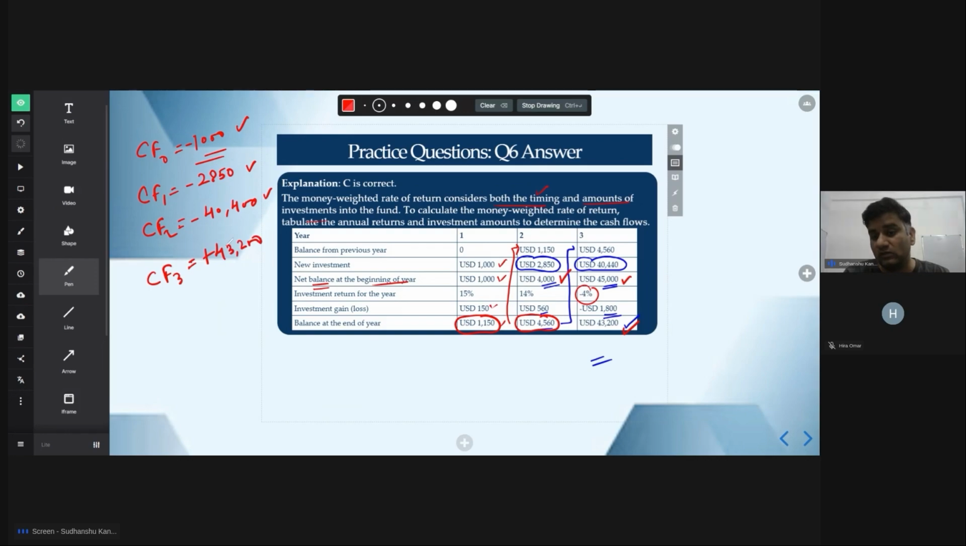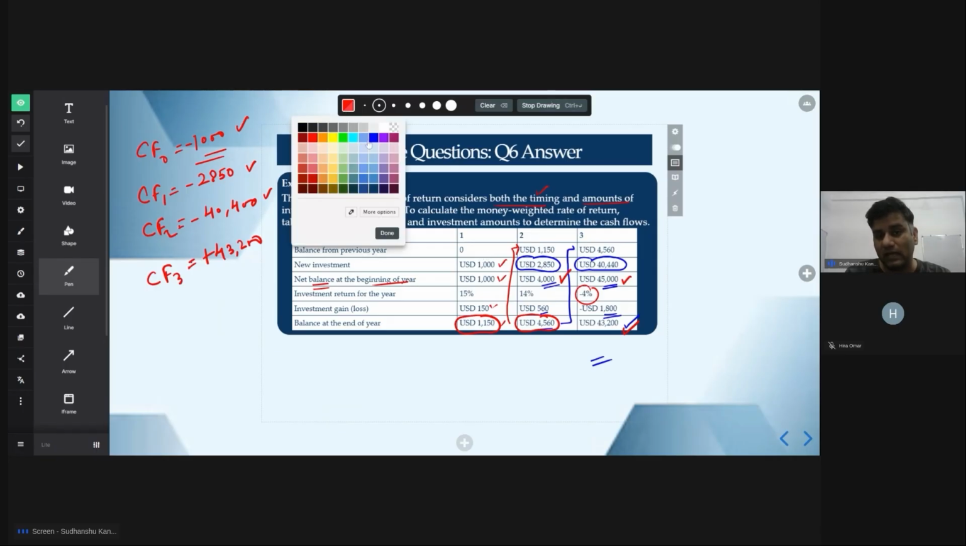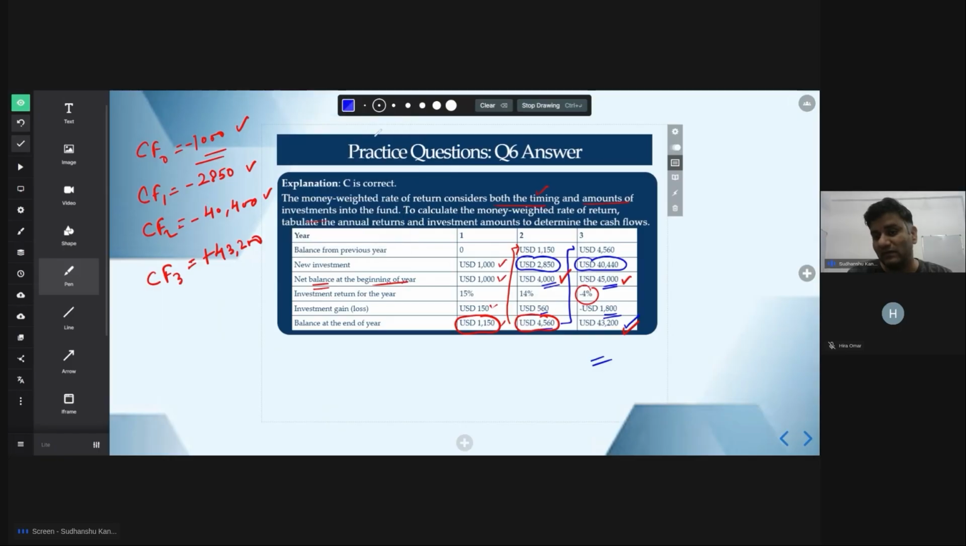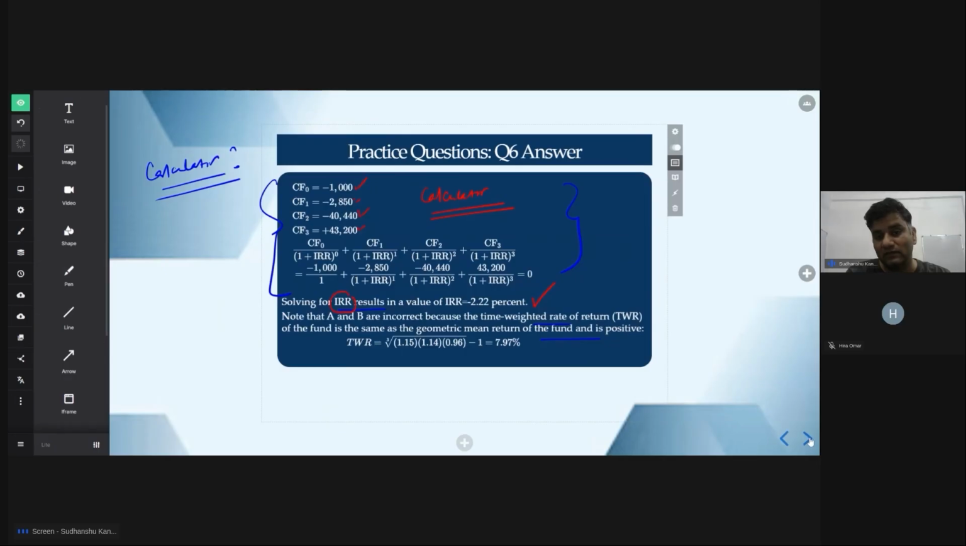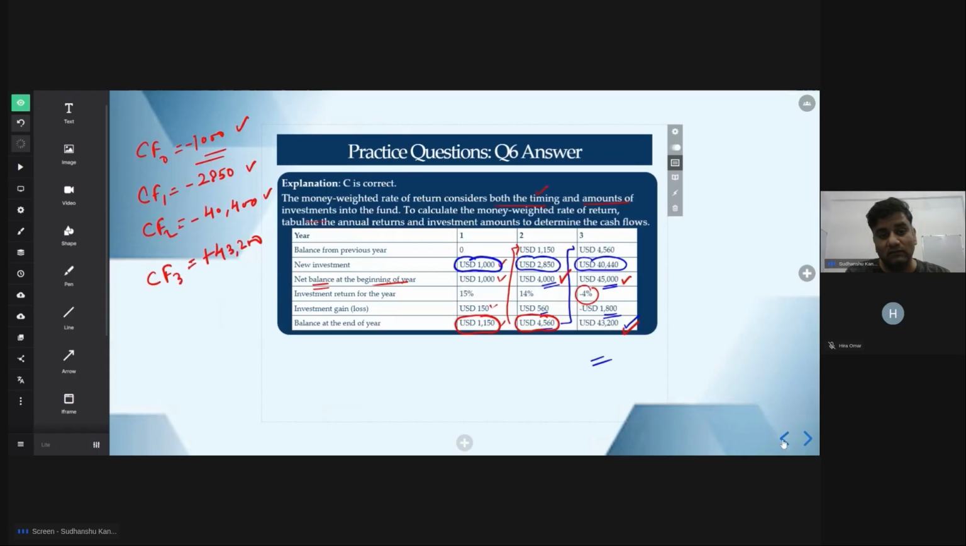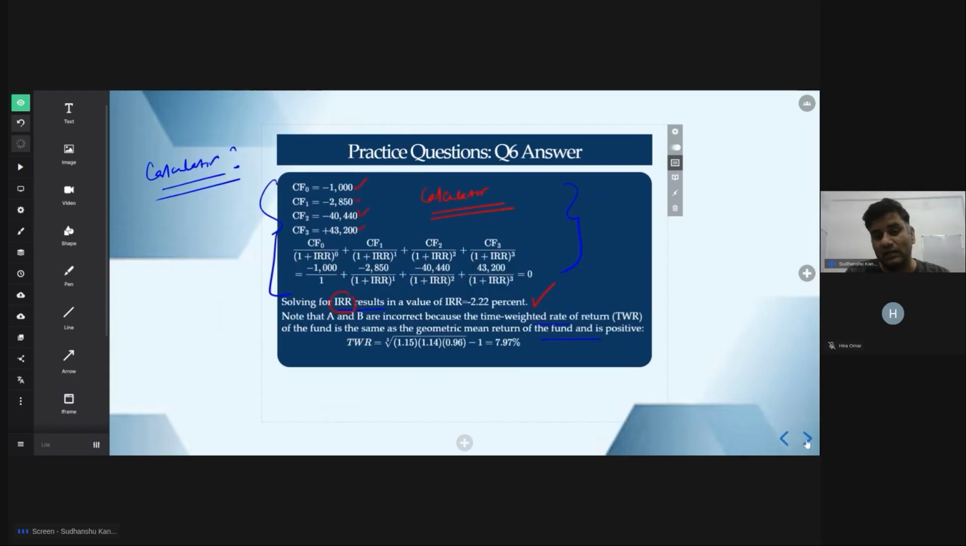So this is what you need to identify very clearly when you do it for the first time, especially when you're calculating your time weighted return: the negative values are what you are receiving, and the positive value, right? So three values are negative and one value is positive, right? That is what we have here.